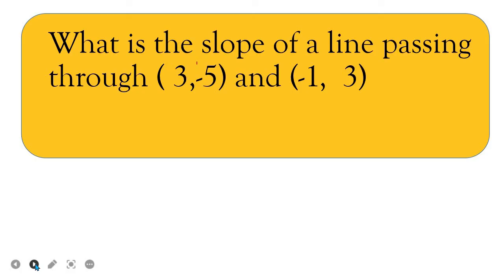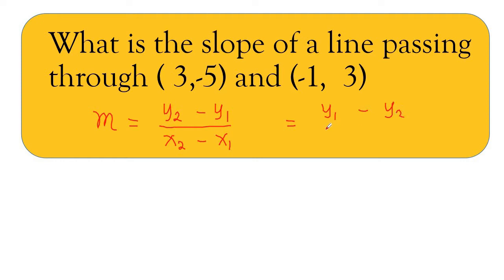For the first question, what is the slope of a line passing through point (3, -5) and point (-1, 3)? Remember that the formula in finding the slope of a line, m, is equal to y sub 2 minus y sub 1 all over x sub 2 minus x sub 1. And this is also the same as y sub 1 minus y sub 2 all over x sub 1 minus x sub 2.